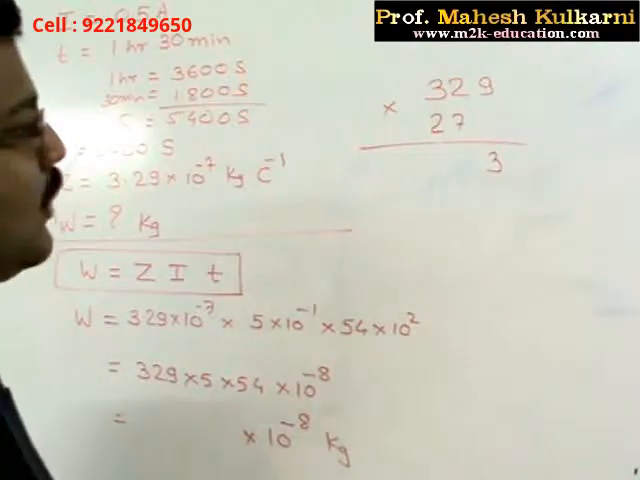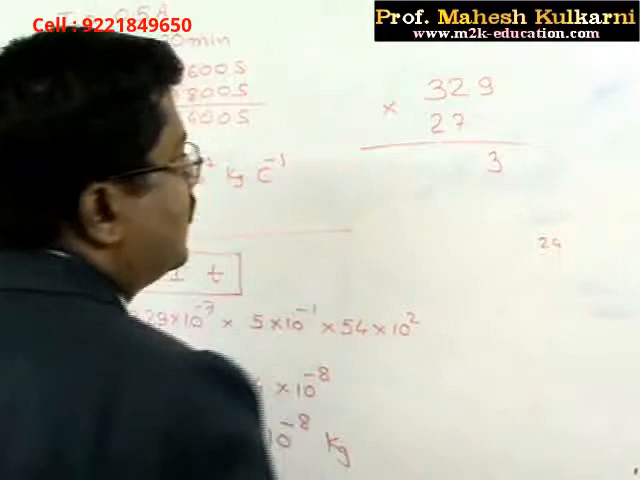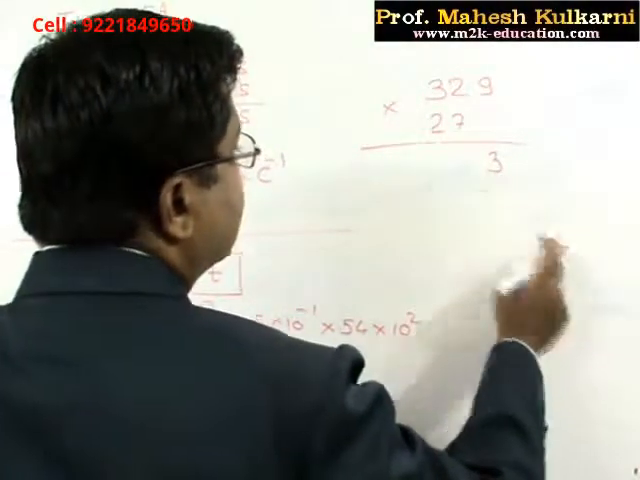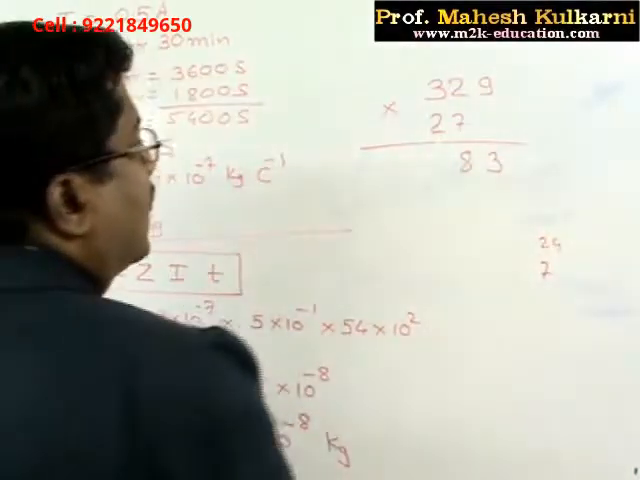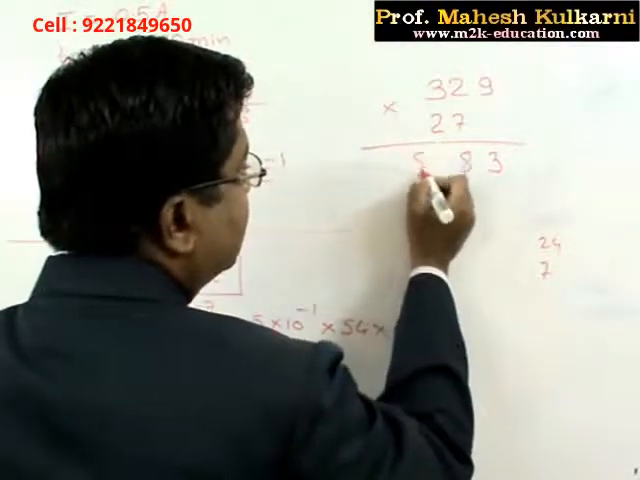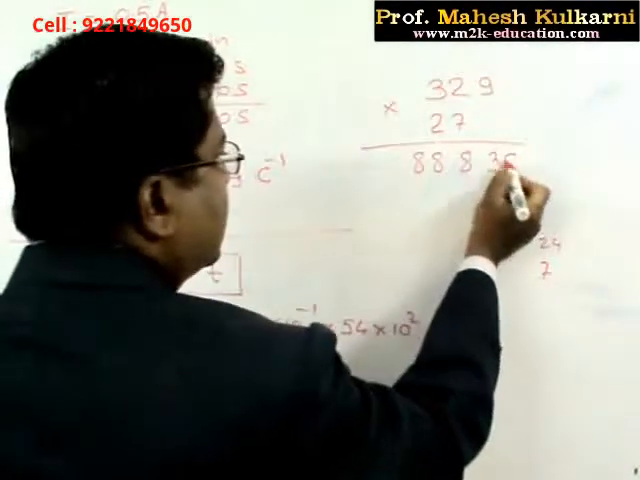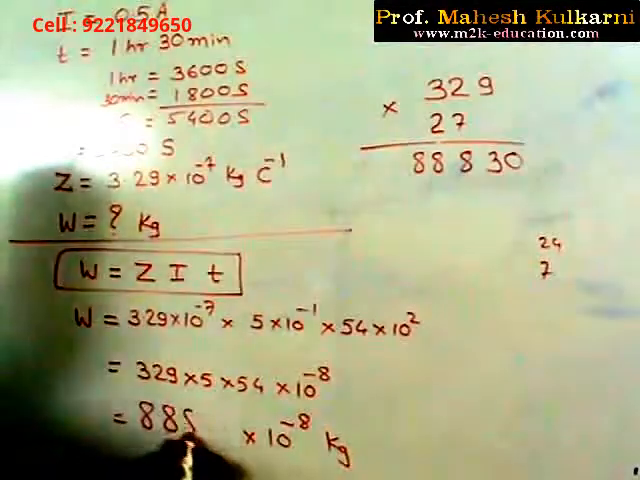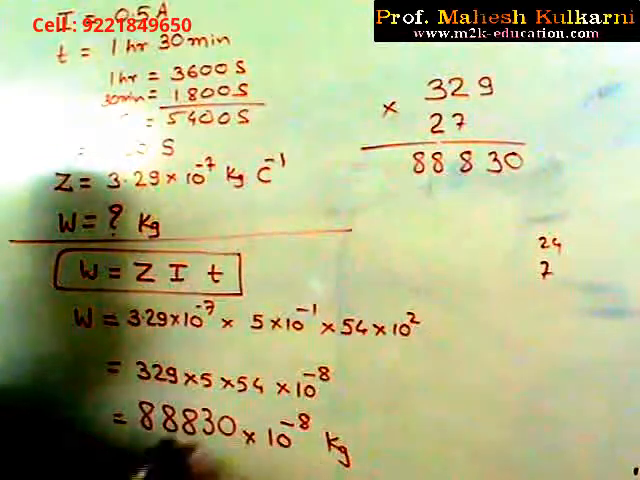So 27 9s are 243, carry forward 24, 27 2s are 54, 54 plus 4, 58 plus 20, 78, carry forward 7, 27 3s are 81, 81 plus 7, 88. Then put one more 0 here. So we are getting the answer as 88830 into 10 raised to minus 8.